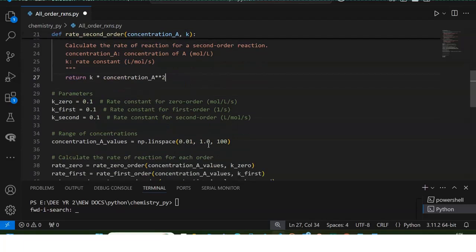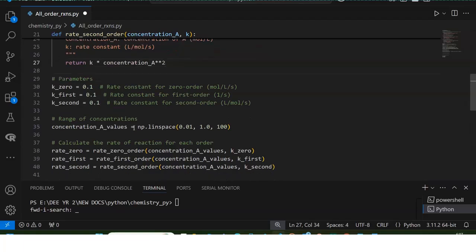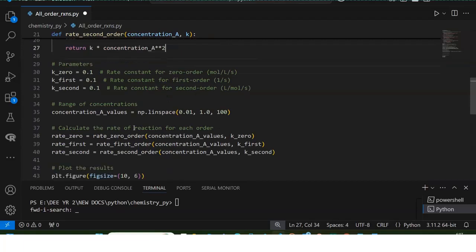So let's proceed. Now let's initialize our parameters. The K, the constants for zero order, first order, and the second order, we are taking it to be 0.1. Obviously for first order, the K is in units of per second. The rest for zero and second order in moles per liter per second.